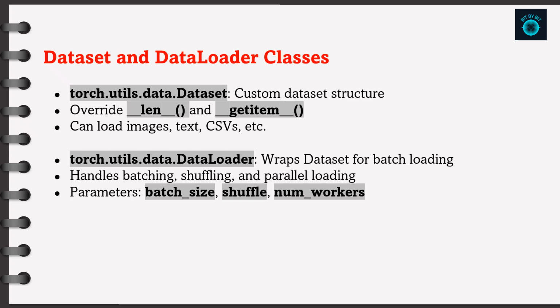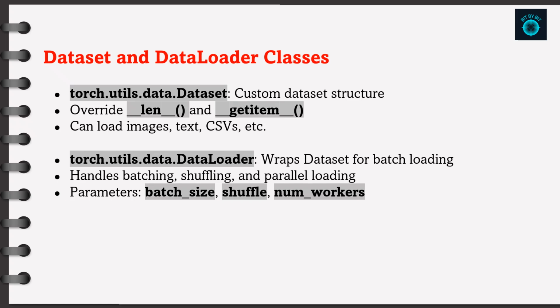You can use Dataset to load data from images, CSV files, or even from a database. Once you define your dataset, wrap it with the DataLoader class. DataLoader automatically handles batching, shuffling, and parallel data loading using multiple CPU cores. You can control the behavior of the loader using parameters like batch size, shuffle, and number of workers. This separation between data logic and loading logic gives you both flexibility and speed.